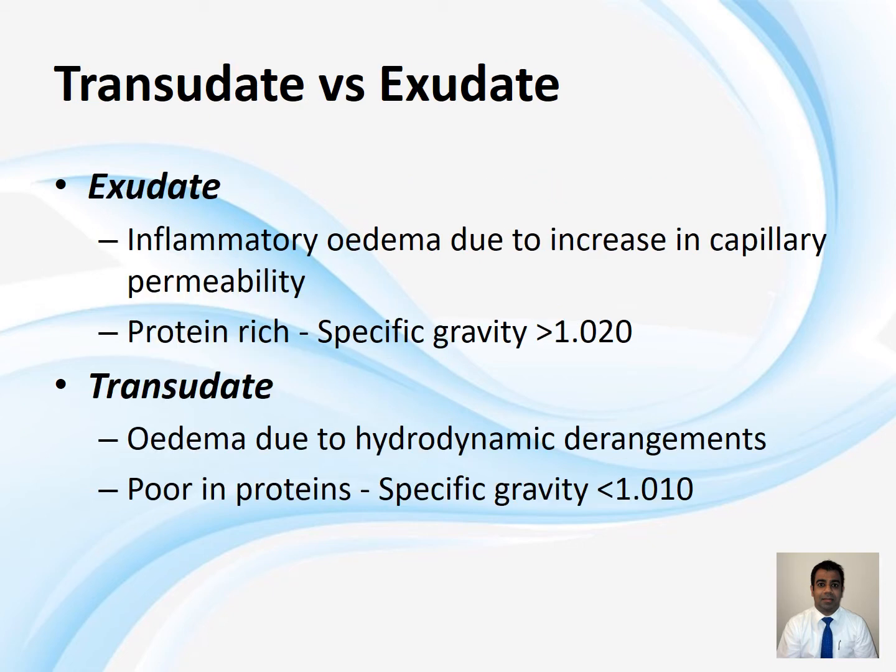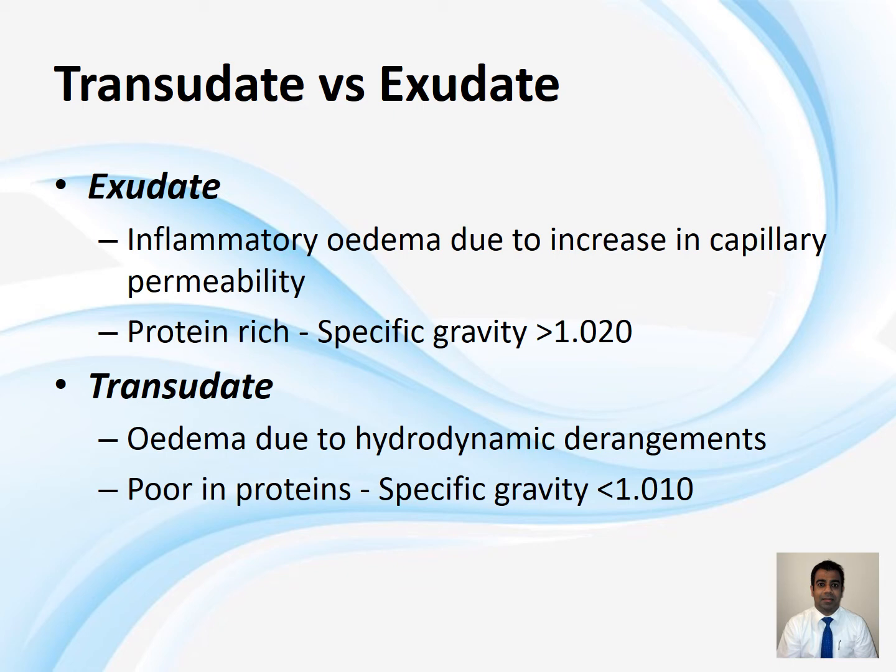Just a few words about a transudate and an exudate. What is a transudate? What is an exudate? Now, an exudate is what is called inflammatory edema, and this is due to an increase in capillary permeability, loss of capillary integrity. Not only the fluid but the plasma proteins as well leak out from the intravascular space to the interstitium. So because it is plasma that is leaking out, this fluid is protein rich and has a high specific gravity.